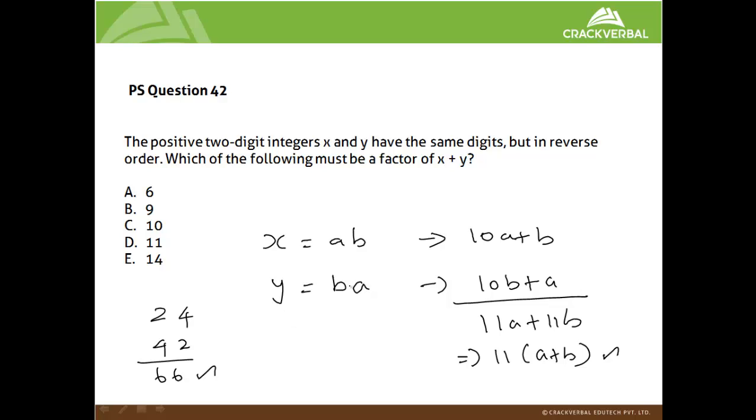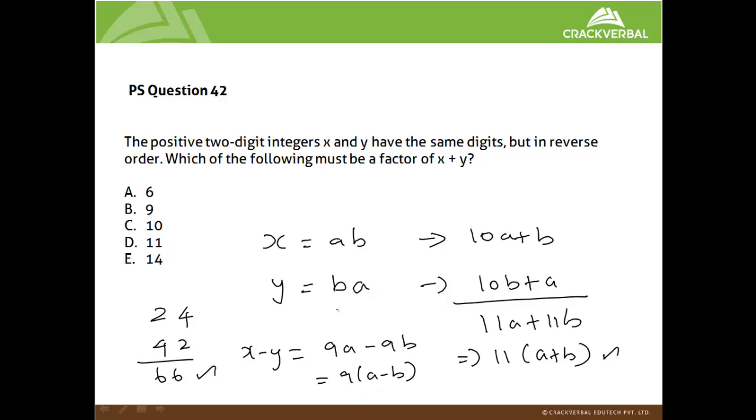So what else can we take away from this question? Just remember that it's not only for addition; for subtraction you would find that it is always divisible by 9. So let's take the same case here, 10a plus b and 10b plus a. Suppose you are finding x minus y, then we will have 10a minus a, which is 9a, minus 9b. So that means 9 into a minus b. So that means it's a multiple of 9.